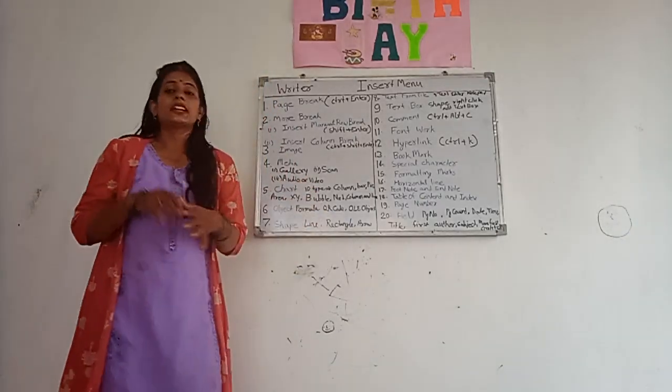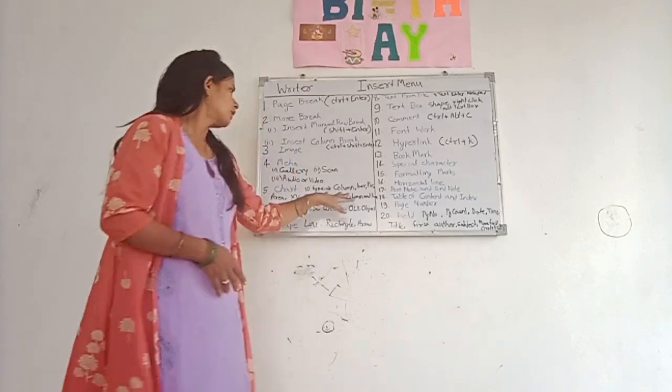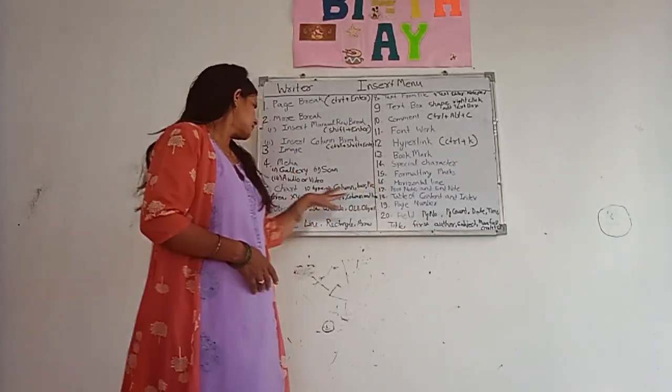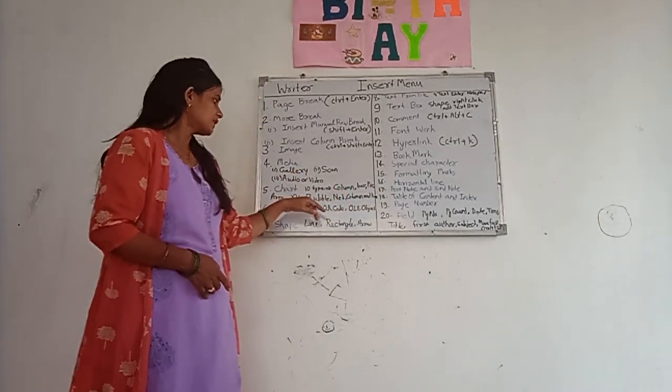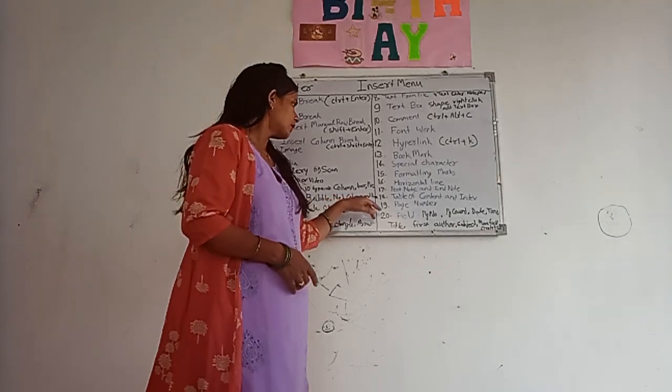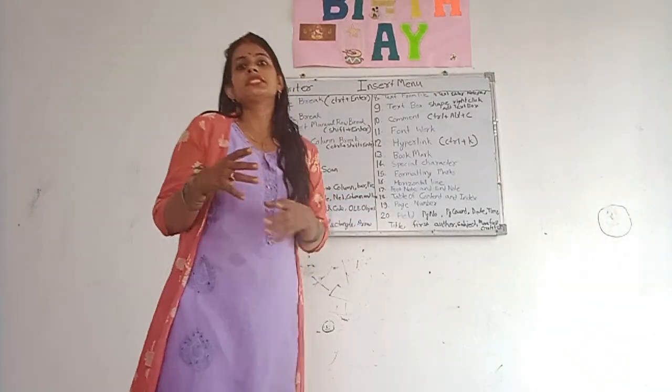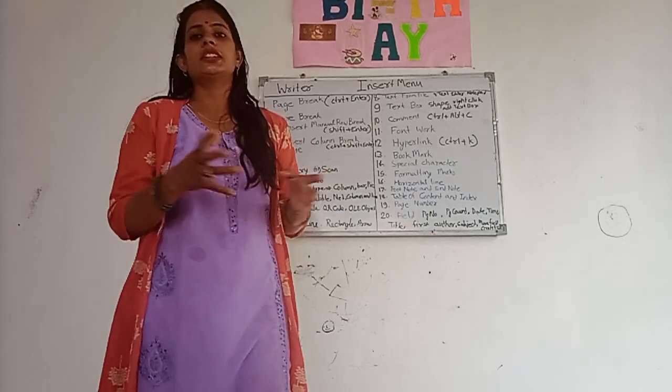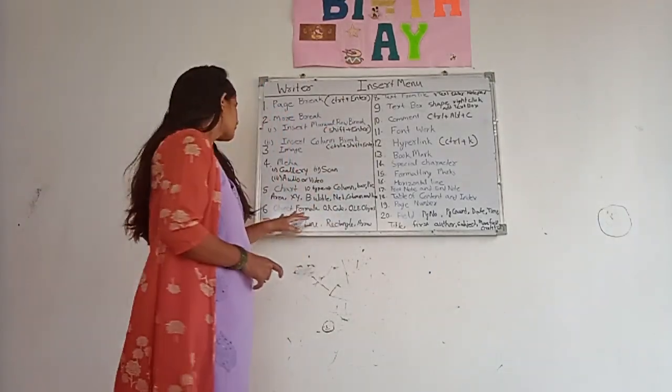In chart, there are 10 types of chart: column chart, bar chart, pie chart, area chart, XY chart, bubble chart, net chart, column and line. And in this we can also insert 3D in the chart.